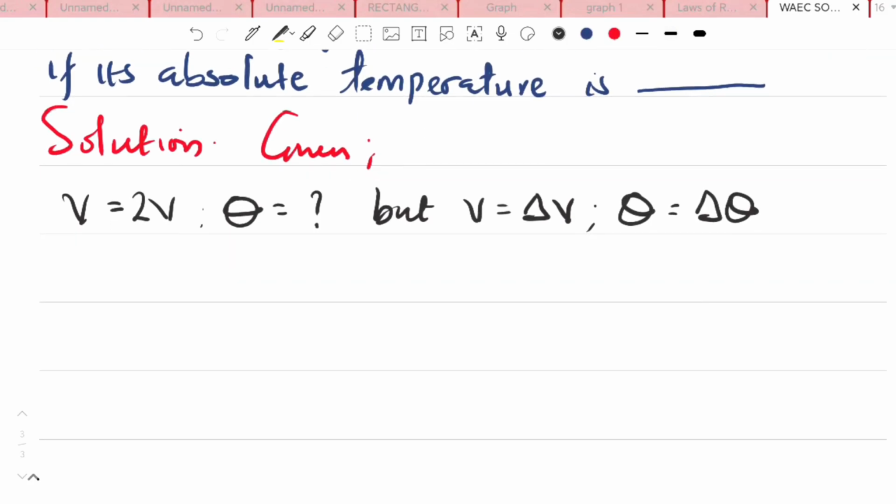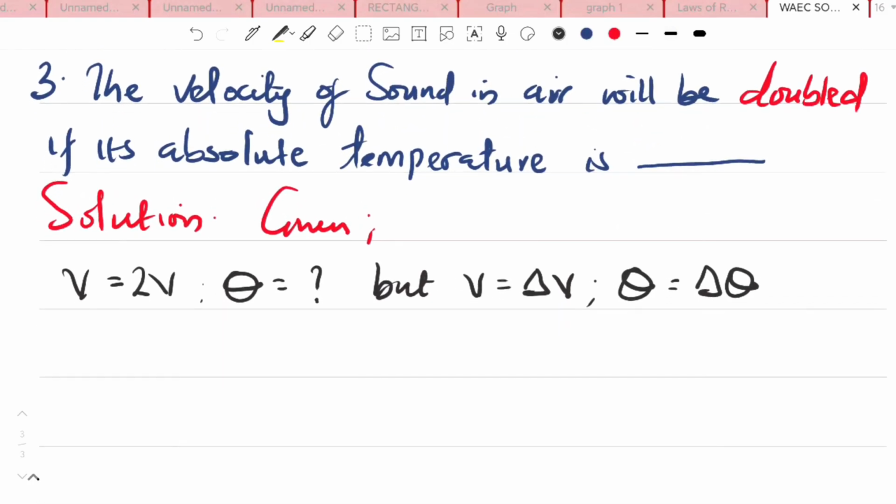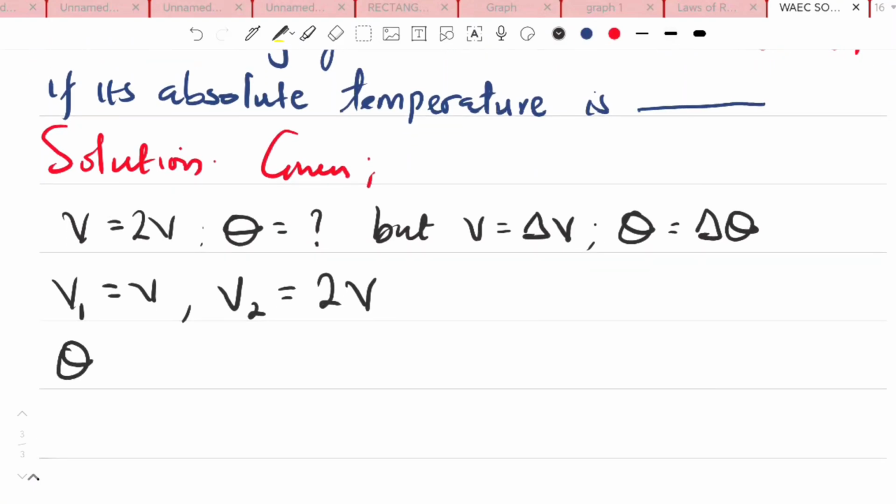So our parameters, the given data, if you check it, you see that we have v1 to be v, then we have v2 to be 2v, doubled here. Then our theta 1 is theta, then our theta 2 is unknown.